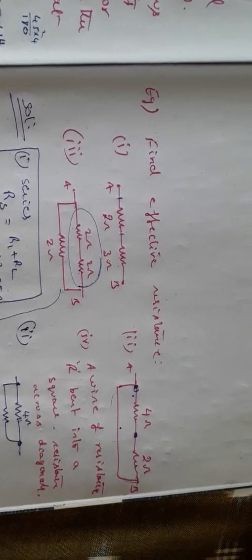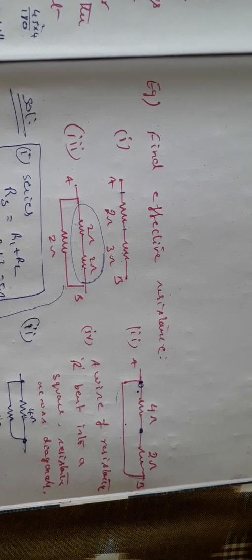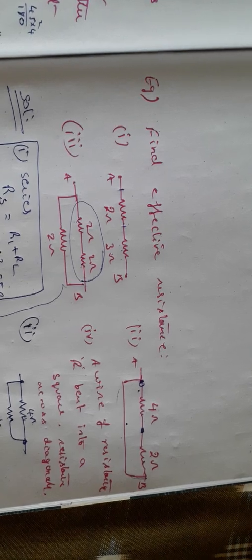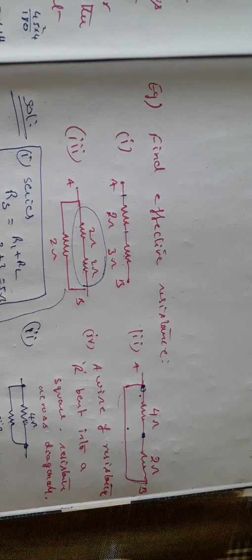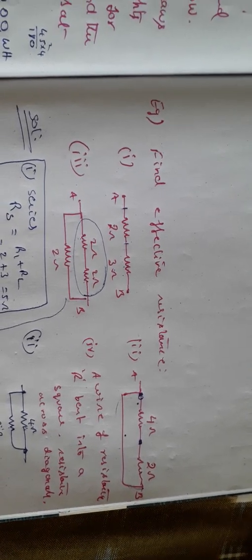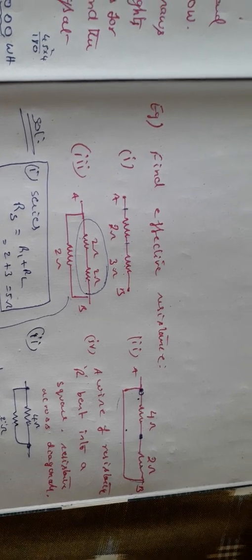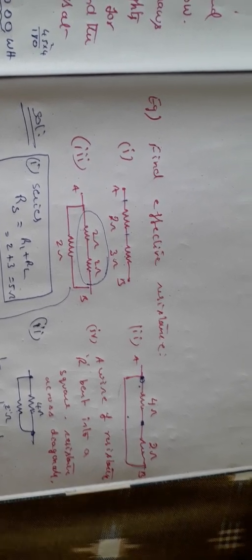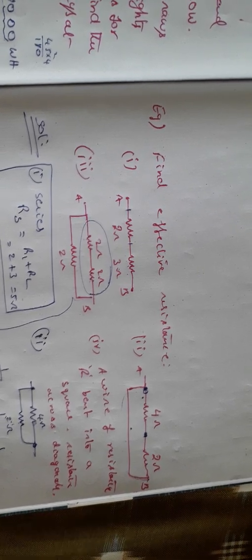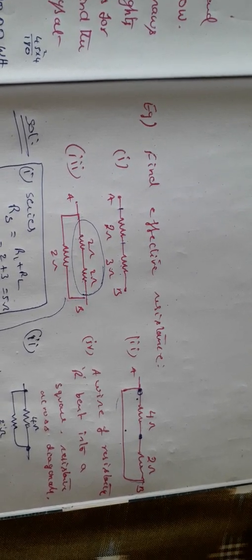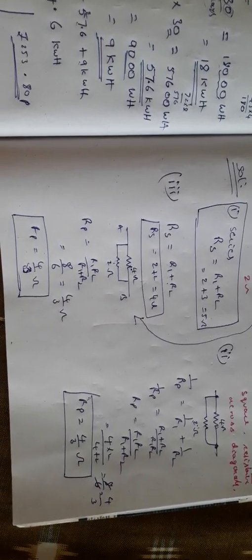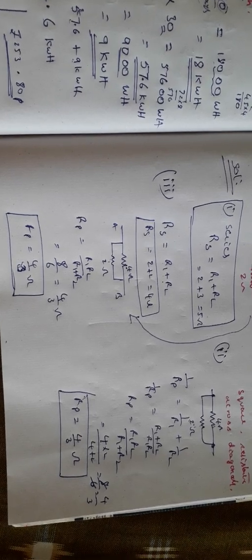A wire of resistance R bent into a square, and our job is to find the resistance across diagonals. Okay, keep this in mind. Now we are going to solve this. A wire of resistance R is bent into a square. Resistance across diagonals is dash. This is the question. So these are the questions. Right, now the solutions. Take the screenshot so that we can move on to the next.